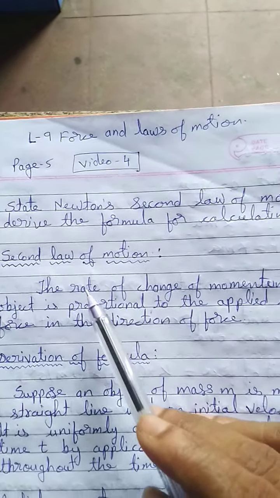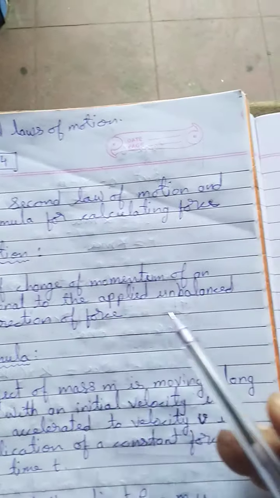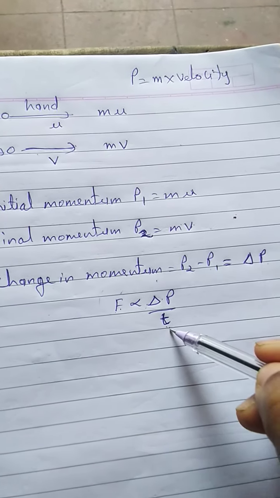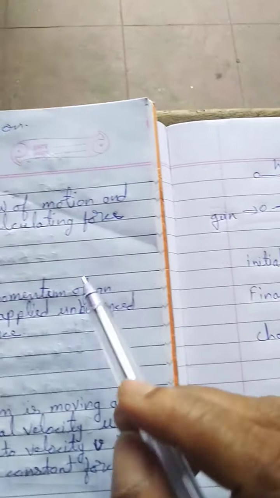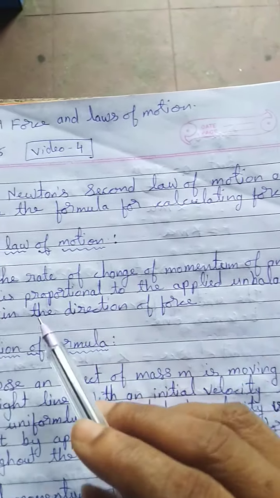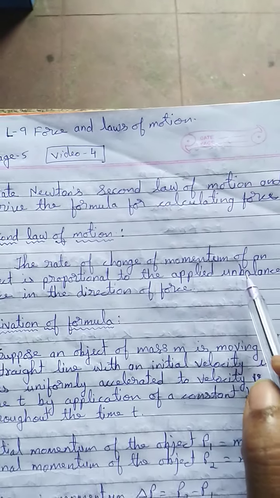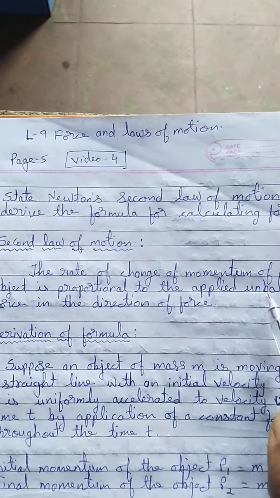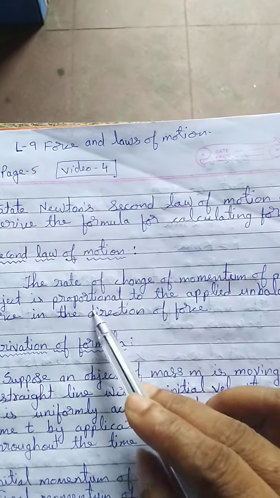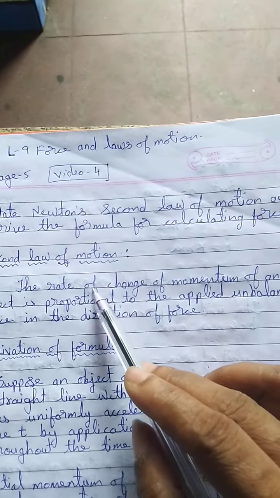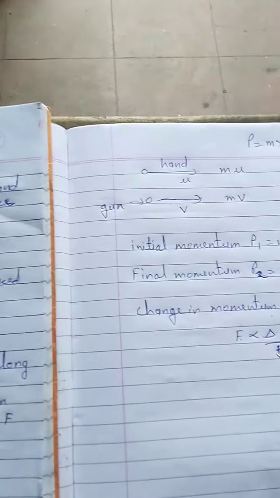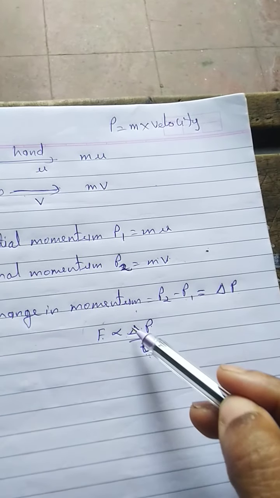See the formula. Rate of change of momentum of an object is proportional to the applied unbalanced force. That means as much force will be applied, that much the rate of change of momentum will be there. And in the direction of the force. In the direction means what is in the direction? The rate of change of momentum is in the direction of the force. And this statement is written in the formula form in this way.